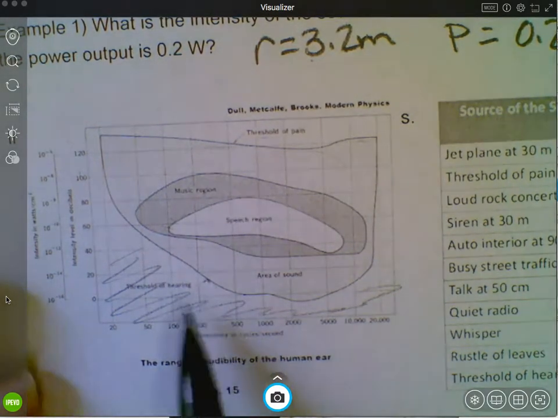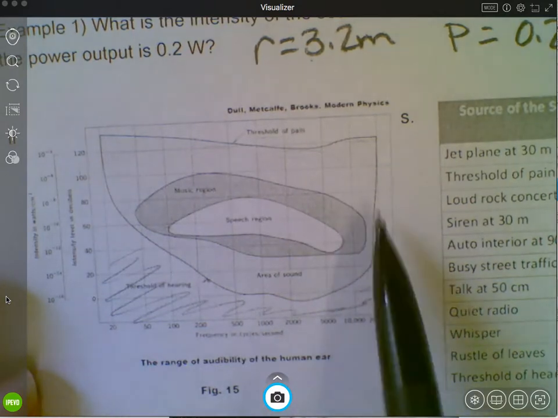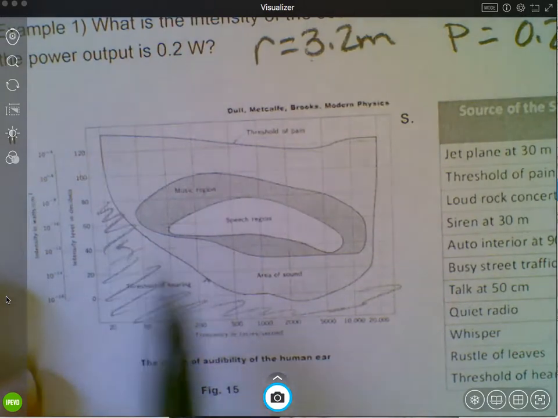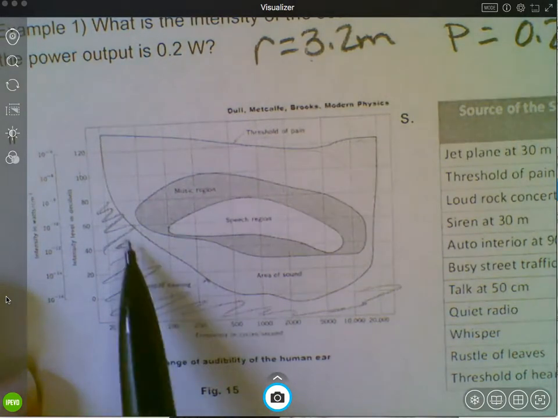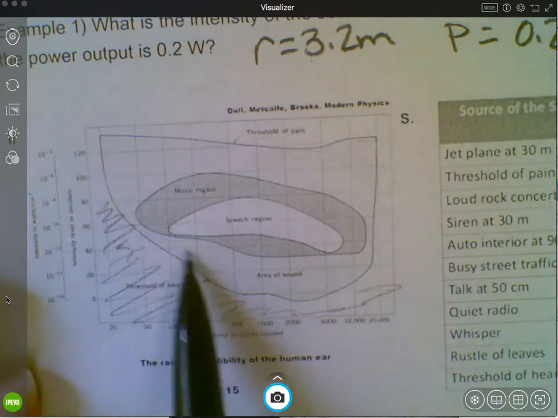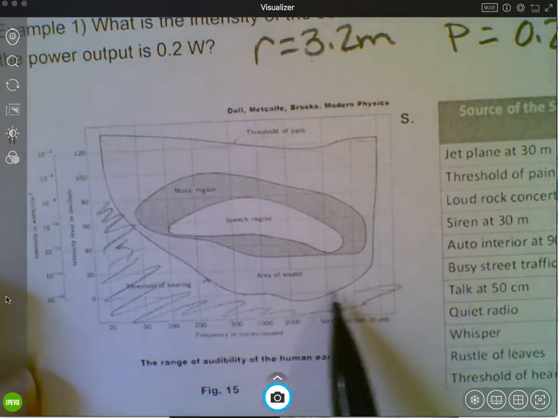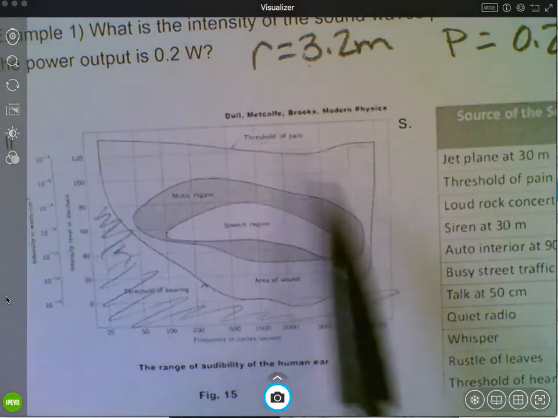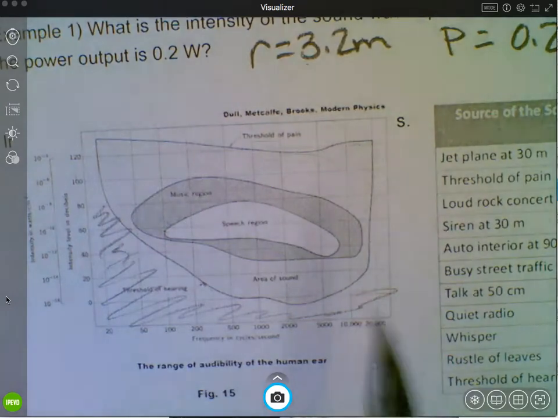Some people hear better at higher pitches, some hear better at lower pitches, and we're going to talk about that concept in class. Some people can hear more down here. Some people can't even hear that part. As you get older, your ears get worse, and you can't hear certain frequencies. But this is sort of a graph of how we hear.